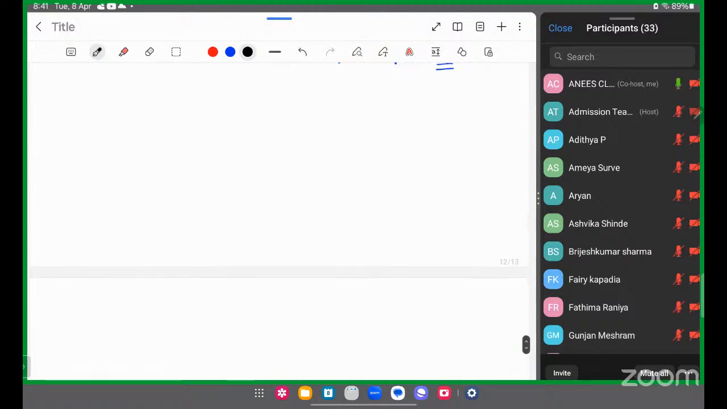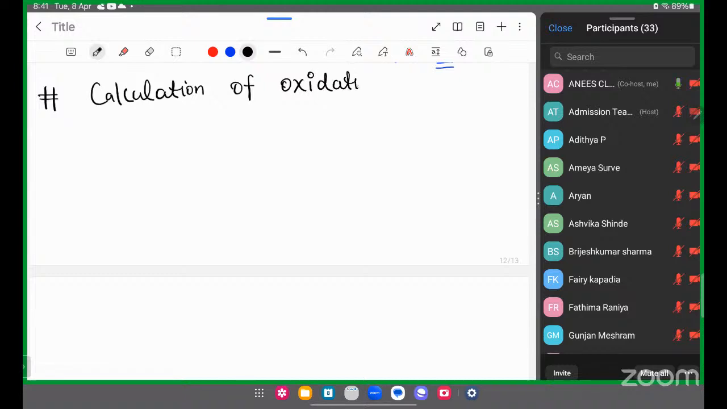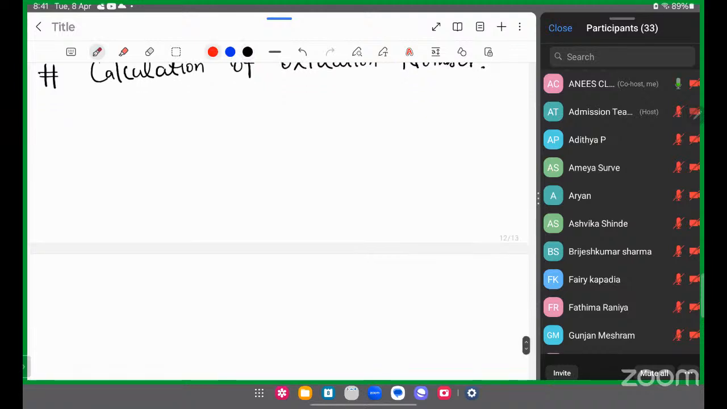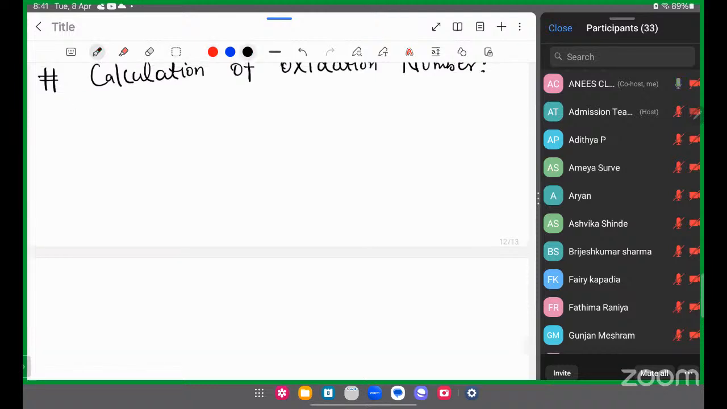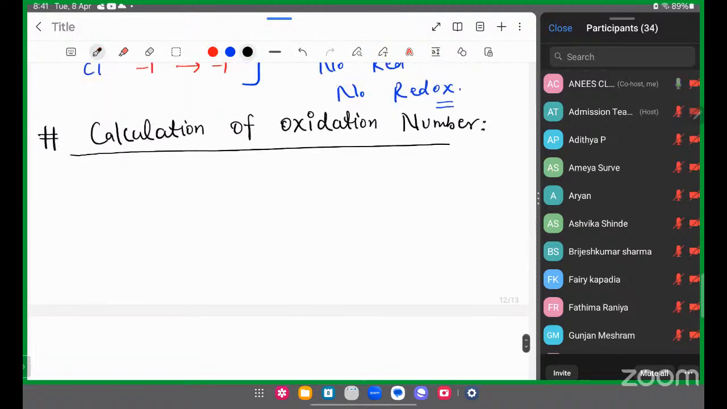Next concept in this chapter is how to find out oxidation number. Calculation of oxidation number. To calculate oxidation number of any element, you have to remember certain rules. So there are some rules which will help us to find out the oxidation number.